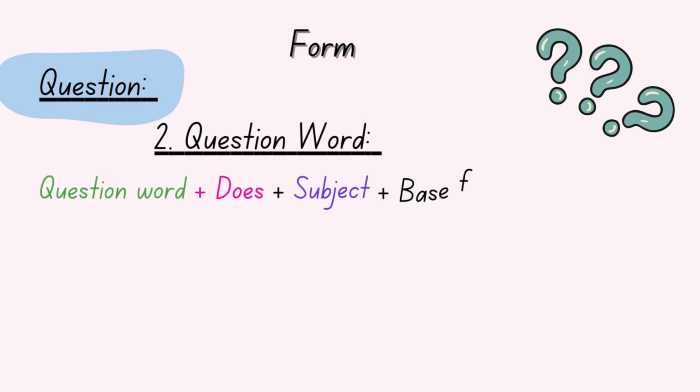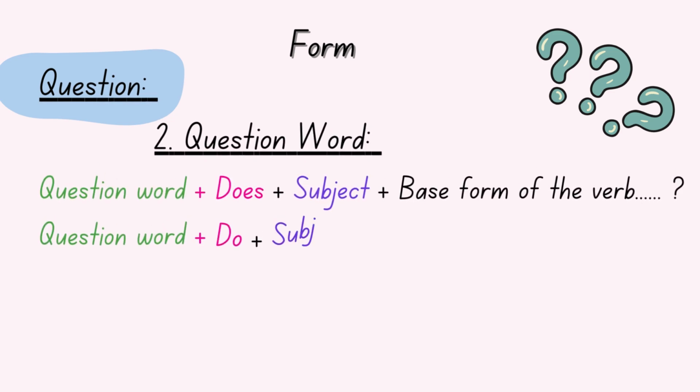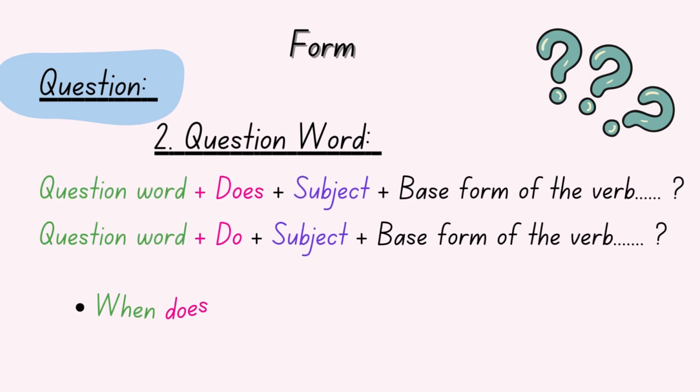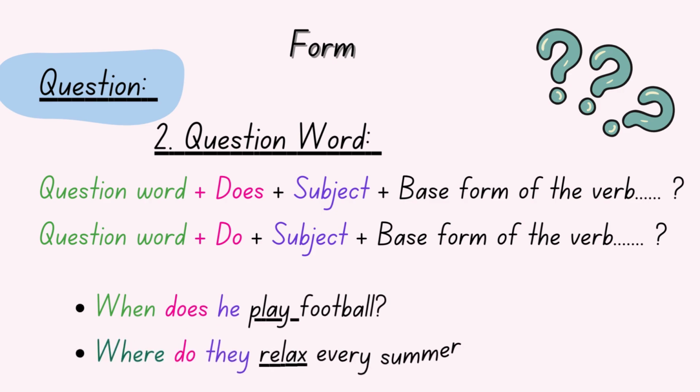Second, we have the question using a question word. We add question word plus does or do plus subject plus base form of the verb plus question mark. For example, when does he play football? Where do they relax every summer?